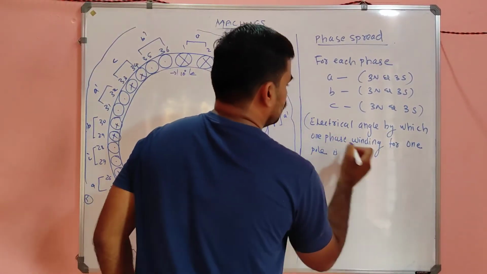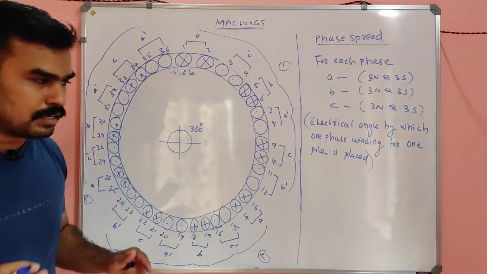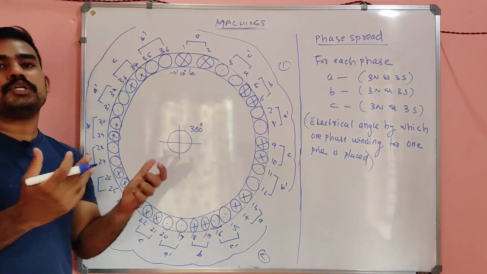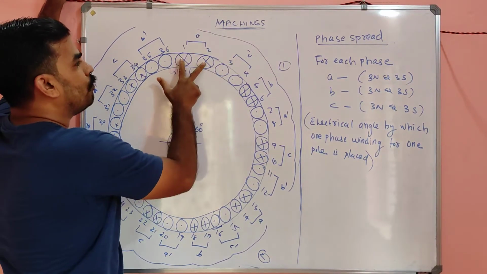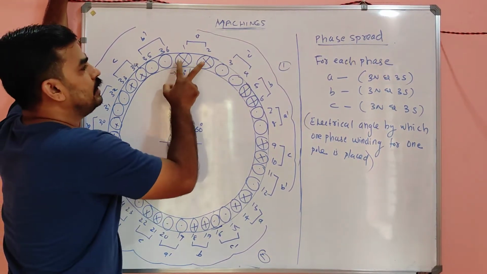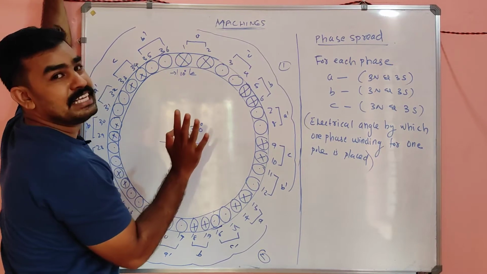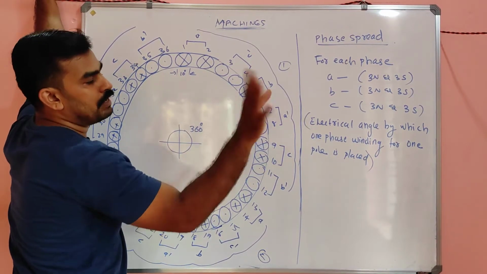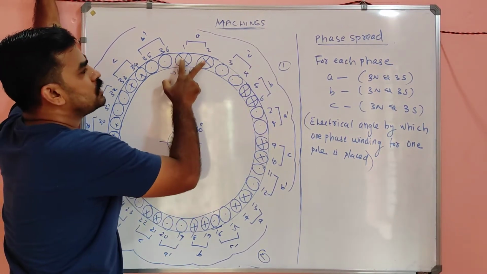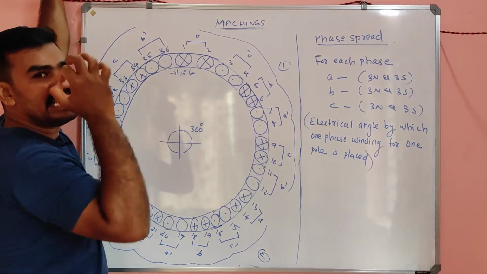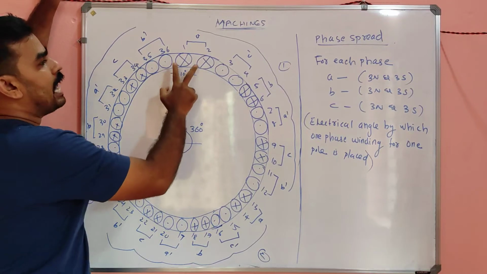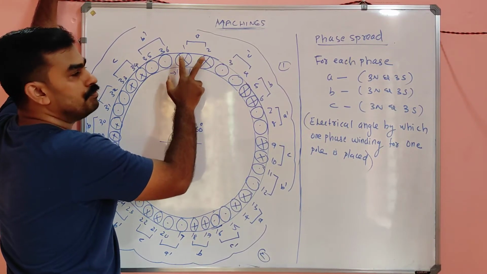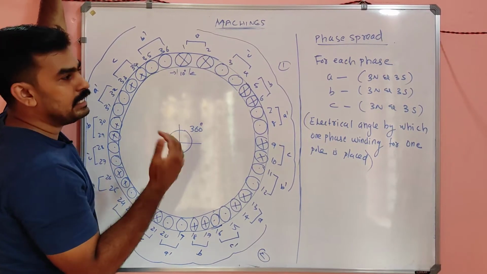That means the definition you know to remember, but the meaning you have to remember all the time. For phase A, how many slots are there? These 2 slots constitute phase A. These 2 slots are for phase A dash. Okay, no problem. These 2 slots correspond to a single phase. So the angle subtended by these 2 slots is called the phase spread.